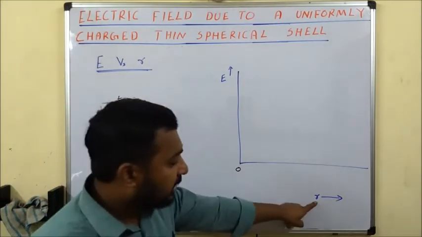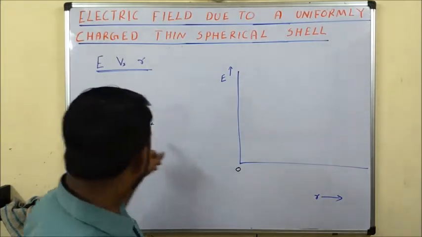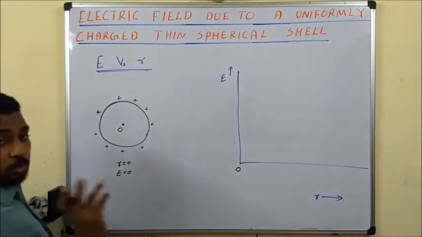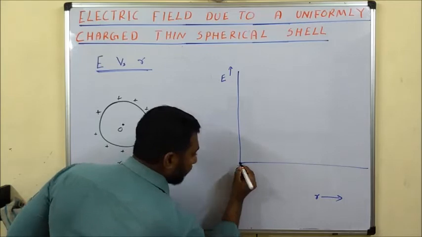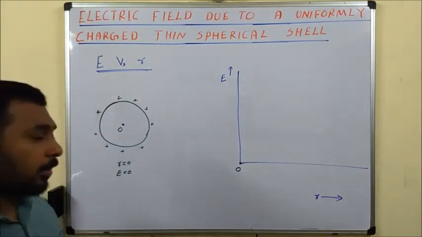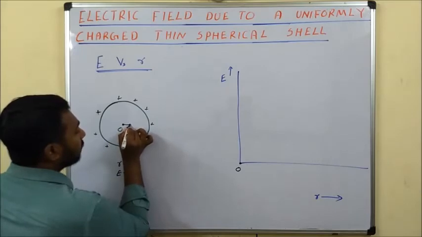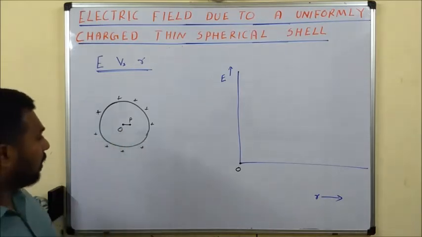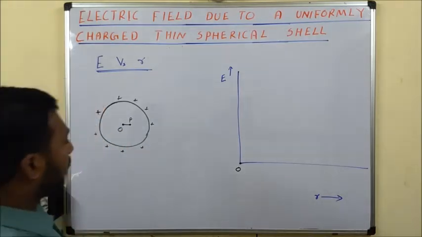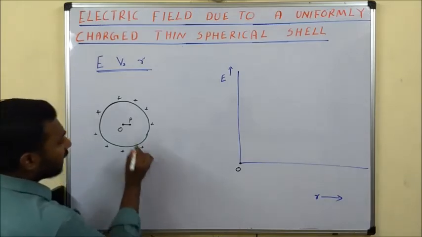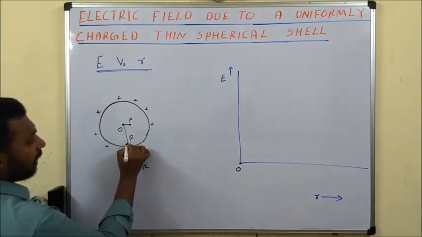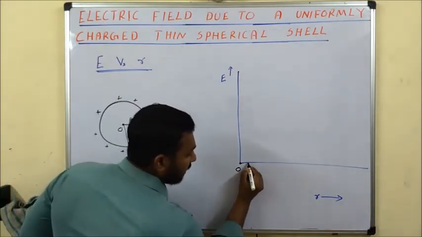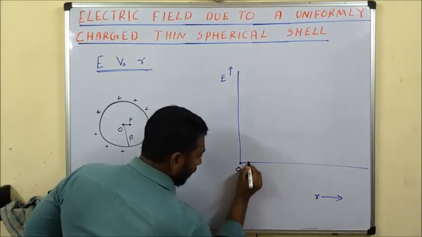So when r is equal to 0, then distance is 0, and electric field is also 0. So in the graph, I am going to mark this point here. Now I am going to consider another point which is here. This is point P. Now what is the value of r? It's not 0, but r is less than the radius, because we know the radius is capital R. So r is less than R, but still electric field is 0. So I can mark it over here.